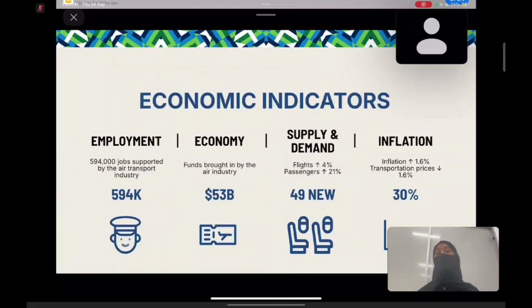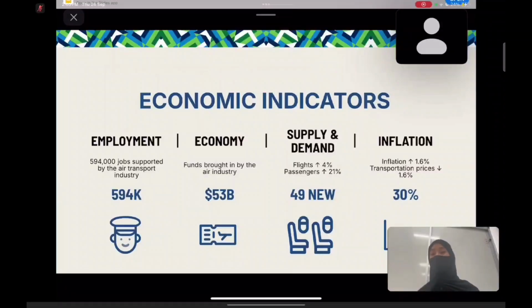Moving on, we're going to discuss some economic indicators that both affect and are affected by the airline industry in the kingdom, or Saudi Airlines directly. As of 2024, according to the Ministry of Transport and Logistics Services, the airline industry supports almost 600,000 jobs, both directly and indirectly. It has also contributed $53 billion towards the kingdom's economy. Almost 21 billion of that is directly through air transportation and related services, and 32 billion via tourism supported by the airline industry.